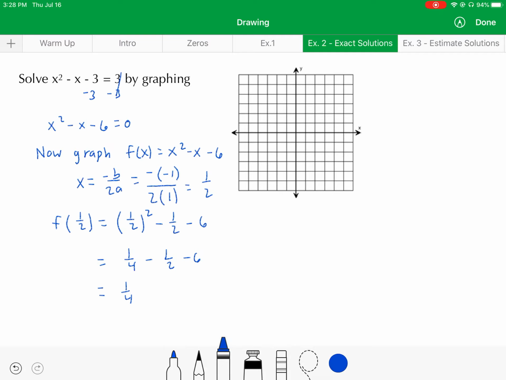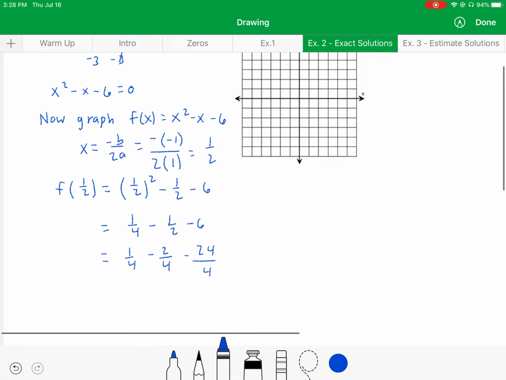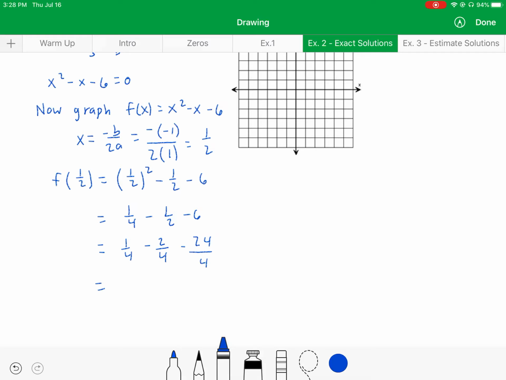Need some common denominators here. So 1/2 I'll change to 2/4. Negative 6 I'll change to negative 24/4. And then in the end, this is going to simplify to negative 25/4. Okay, so the vertex for my associated parabola is (1/2, negative 25/4).